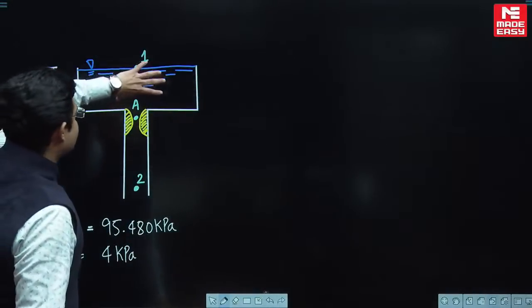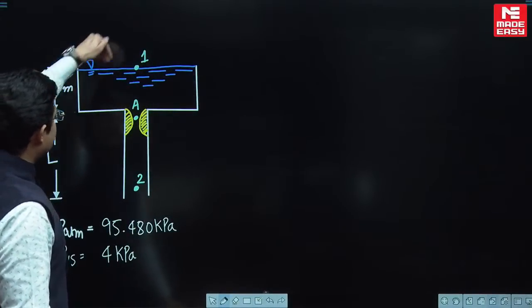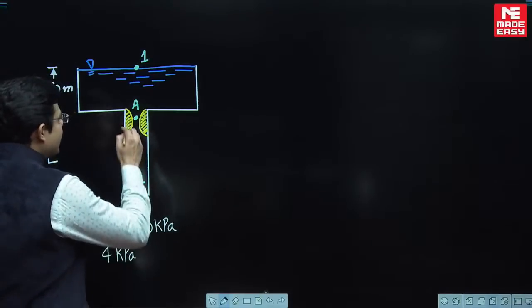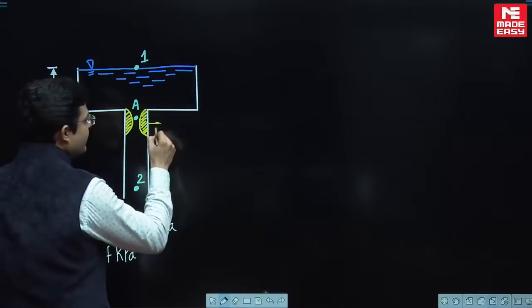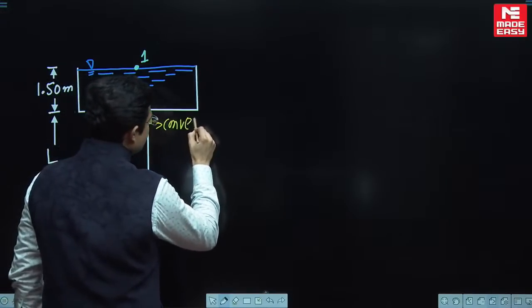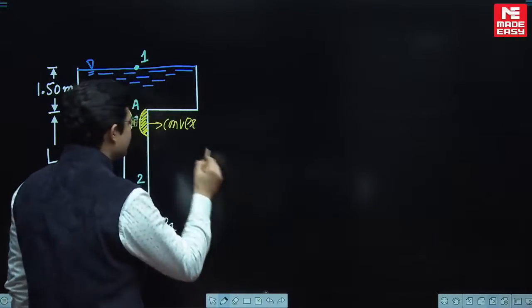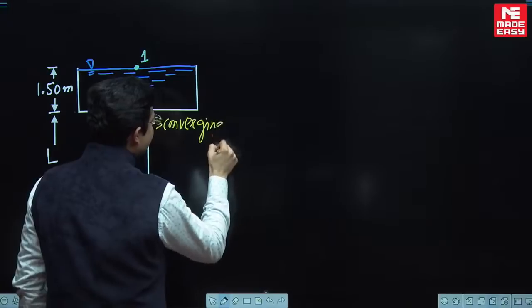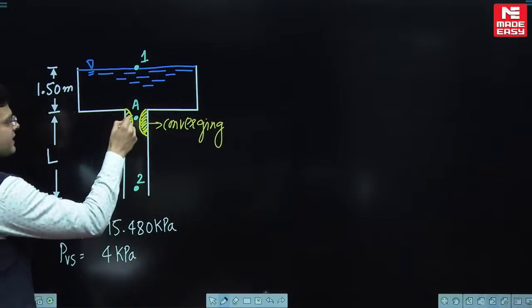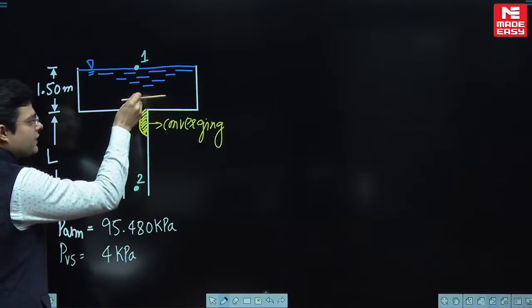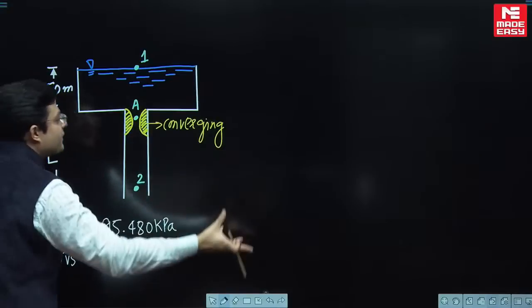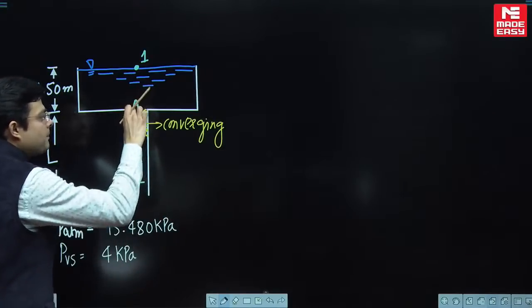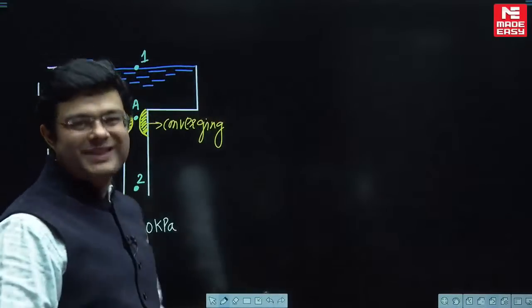So there is a tank in which some liquid is there and the water is flowing through this. Due to some deposition or something like that, some converging section is created here. Due to this converging section, everybody knows the velocity of the fluid flow will increase and the pressure will decrease. So here the pressure is going to be lesser. If this pressure falls below the vapor pressure, then the cavitation will take place.